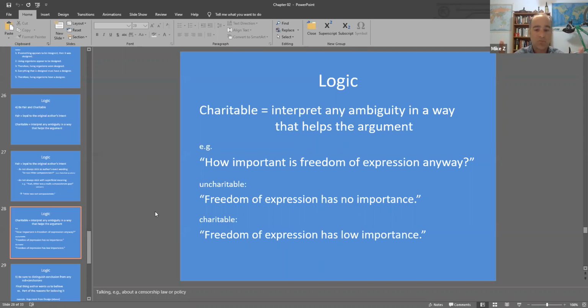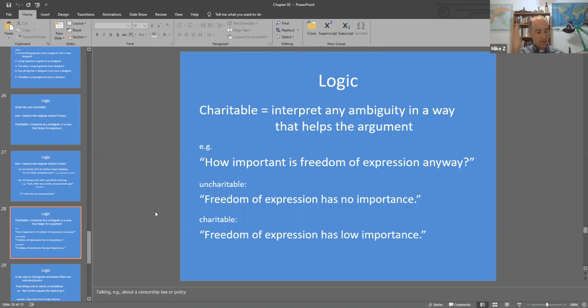Are they trying to say freedom of expression has no importance? Well, that's sort of silly, right? Why would they think that? There's not good reasons for thinking that somebody would believe that freedom of expression has no importance. So the charitable interpretation of that rhetorical question is that what they were trying to say was freedom of expression has perhaps low importance, or lower importance than maybe the intention of this law that's being passed, something like that. It might be an anti-obscenity law or something.